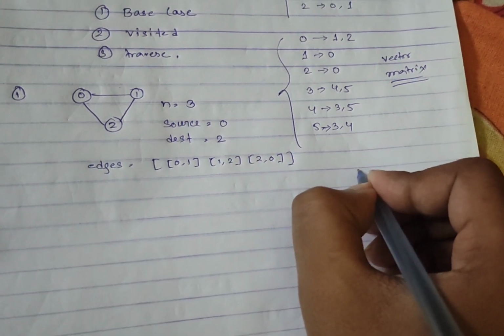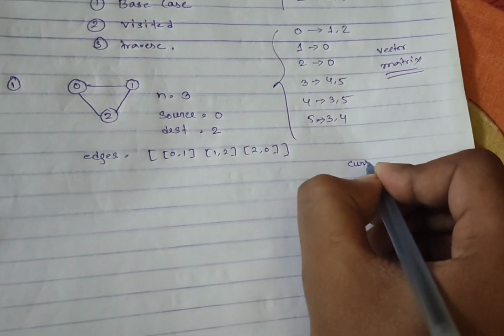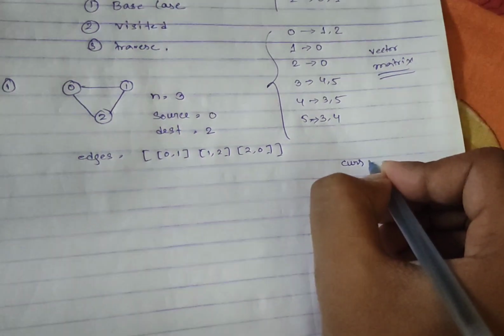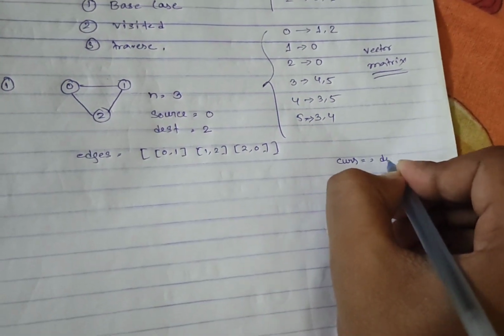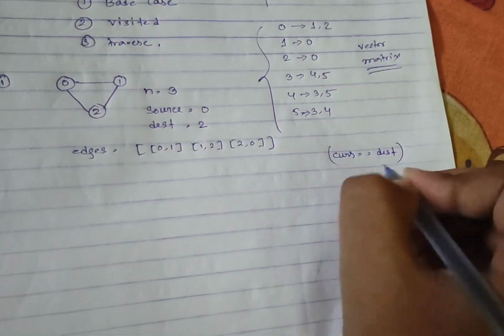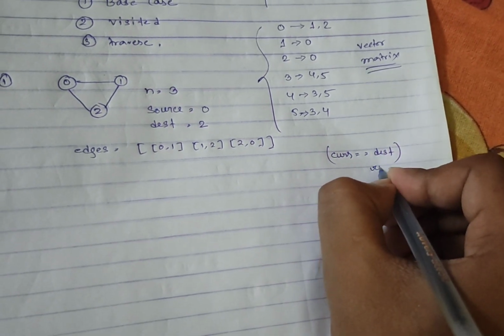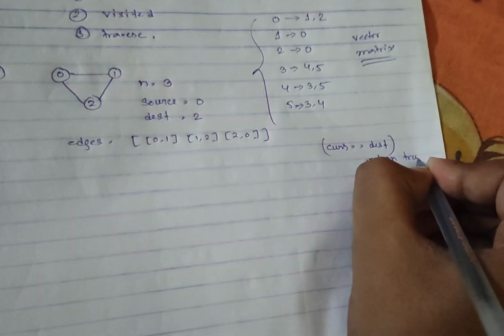Firstly we have to check the current node, or the first node. Is this the destination or not? If this is the destination, then we just return true.